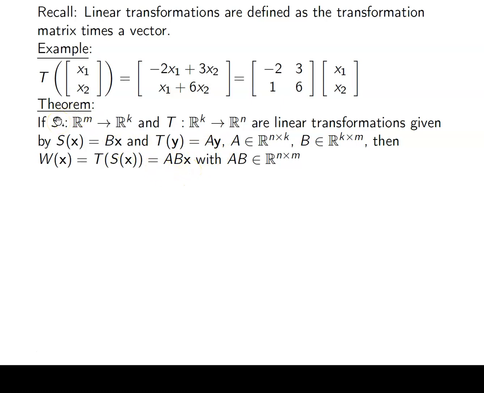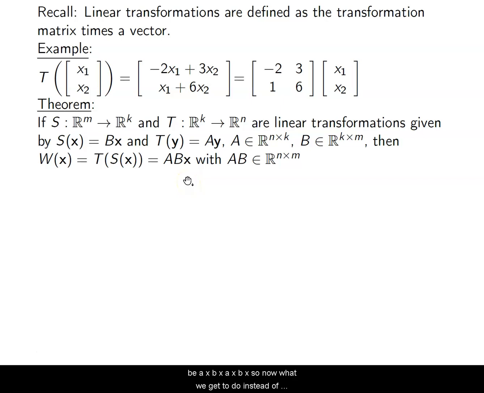I'm starting in S, and then I'm ending in T. So I'm going from R to K, and then from K to N. If S is inside of my transformation, that's the first transformation, and then that transformation is multiplied times the new transformation. So it's this one in order of appearance, this transformation first, and this transformation second, because the transformation matrices are on the left-hand side. So B of X gets plugged in for Y. So that'll be A times B of X.